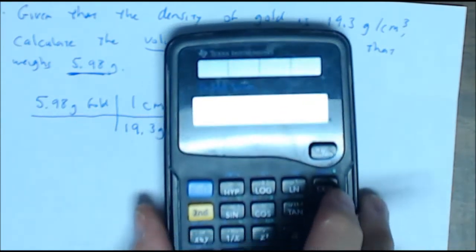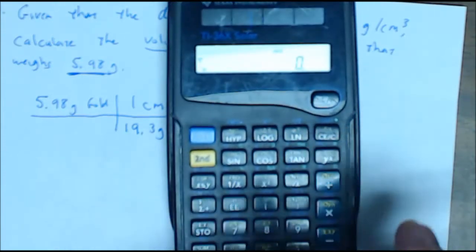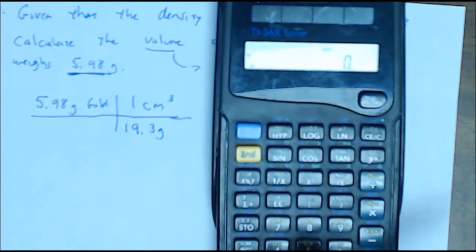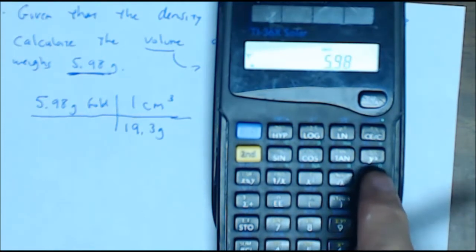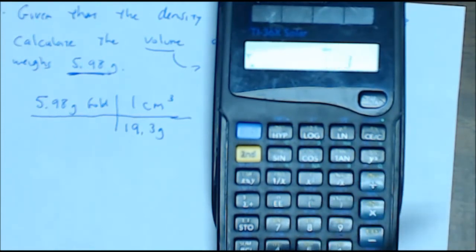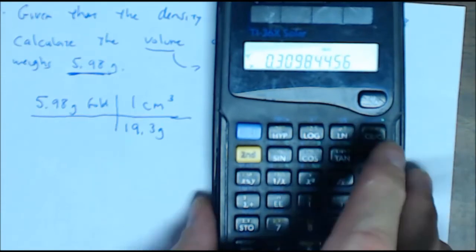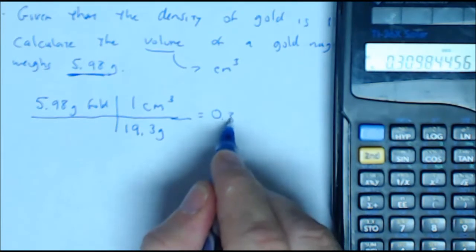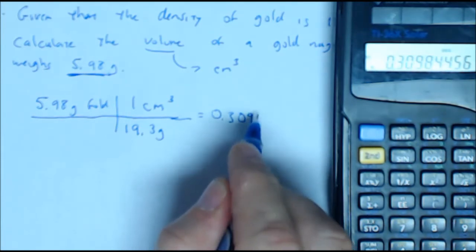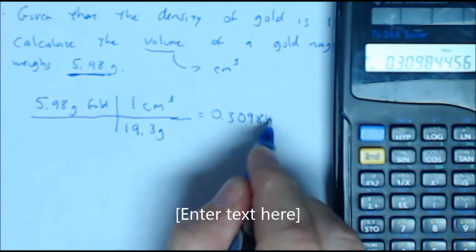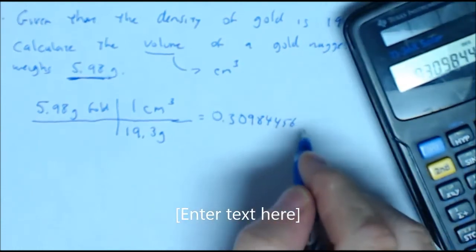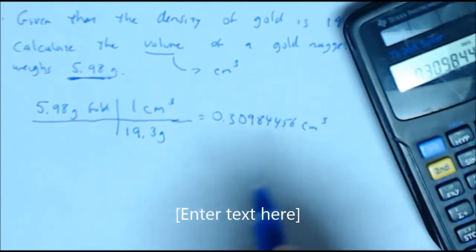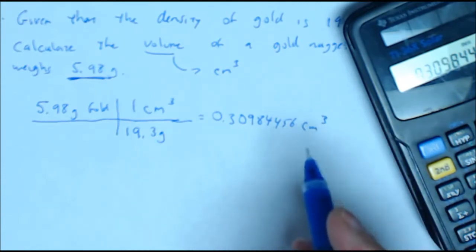Let's put this so we can see it. There we go. 5.98 divided by 19.3, and that gives us an answer of 0.3098. Okay, so I'm going to write these numbers out: 0.30984456 centimeters cubed.